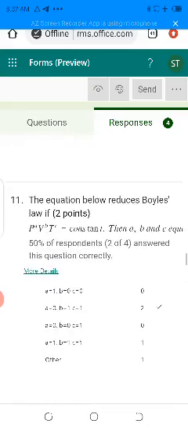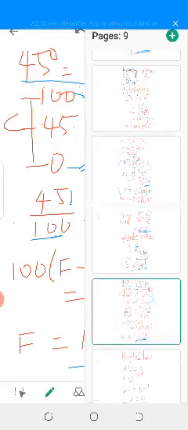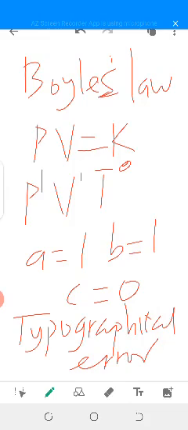The equation below uses Boyle's law. Boyle's law talks about pressure and volume: PV equals constant. That is, pressure times volume equals constant. So you can see the temperature in this formula is 0 because it doesn't have any temperature parameter at all. So the temperature is assumed to be 0, because anything over 0 is 1.